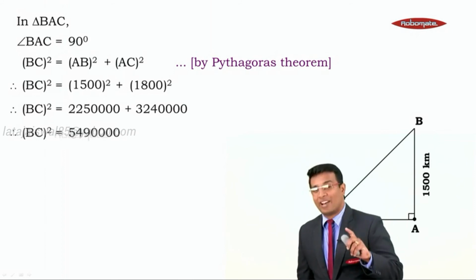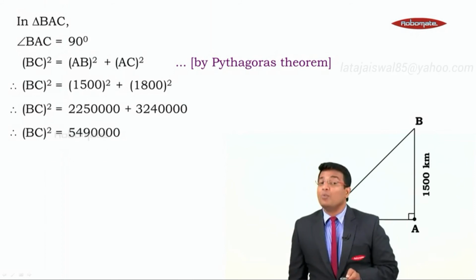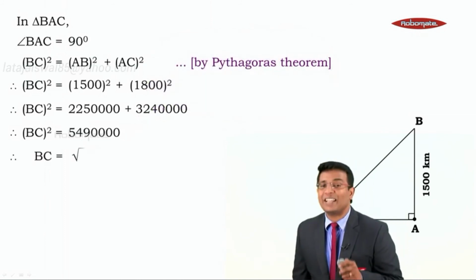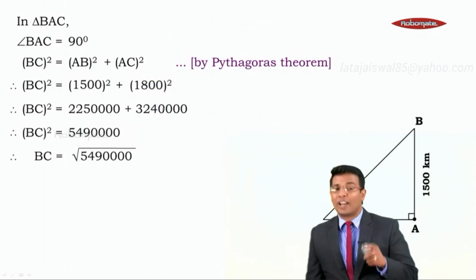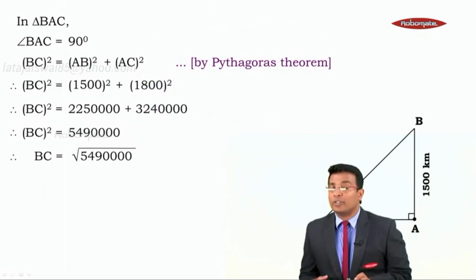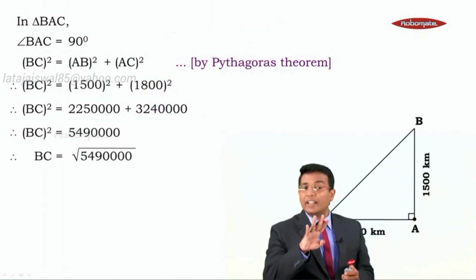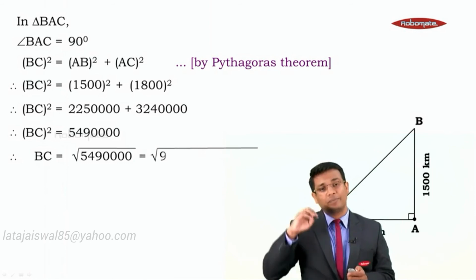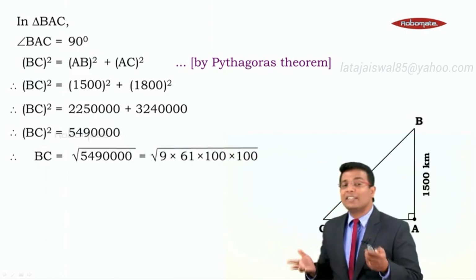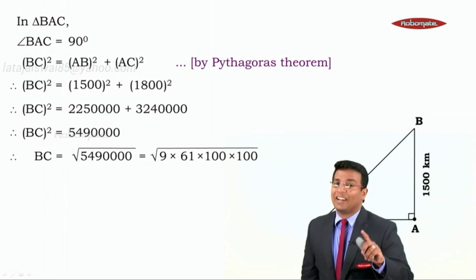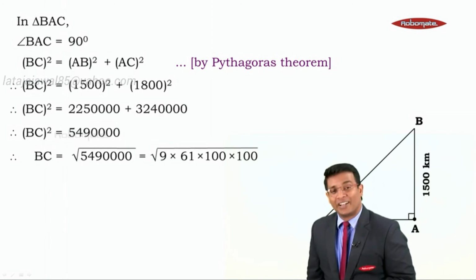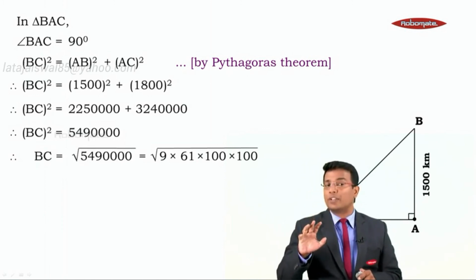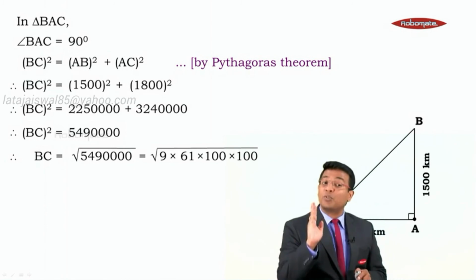So it is 54,90,000, which we got. But we want the length of BC, so we take the square root on both sides. So BC is equal to square root of 549 and 4 zeros after that. Now how are you going to simplify that? The 4 zeros can be written as 100 into 100, that we know. So we only have to factorize 549. When we factorize 549, it is 9 into 61, and the 4 zeros would be written as 100 into 100. Now it's very easy. What is the square root of 9? It would be 3. Square root of 61, we can't find, so we write it as it is, root of 61.